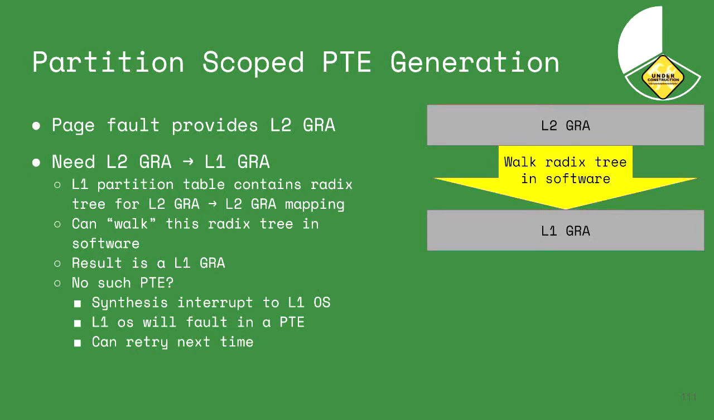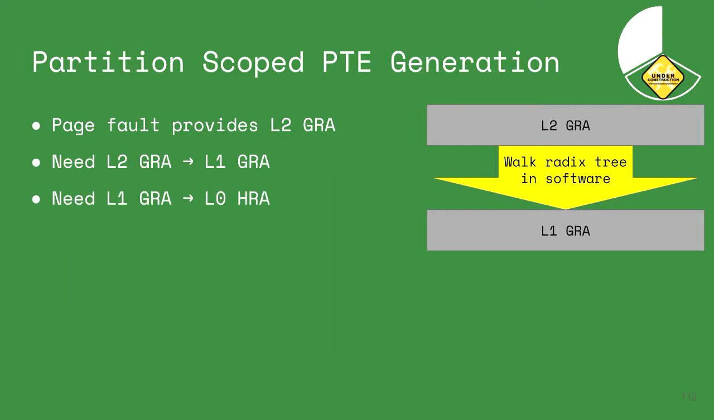Of course, we might get to the bottom of our radix tree and find that there's no PTE there. So what are we going to do? Well, we can synthesize an interrupt to the level 1 operating system. It should go handle that interrupt just like any hypervisor would for its guest, and should fault in a PTE. And then we can retry next time the nested guest tries to access that address.